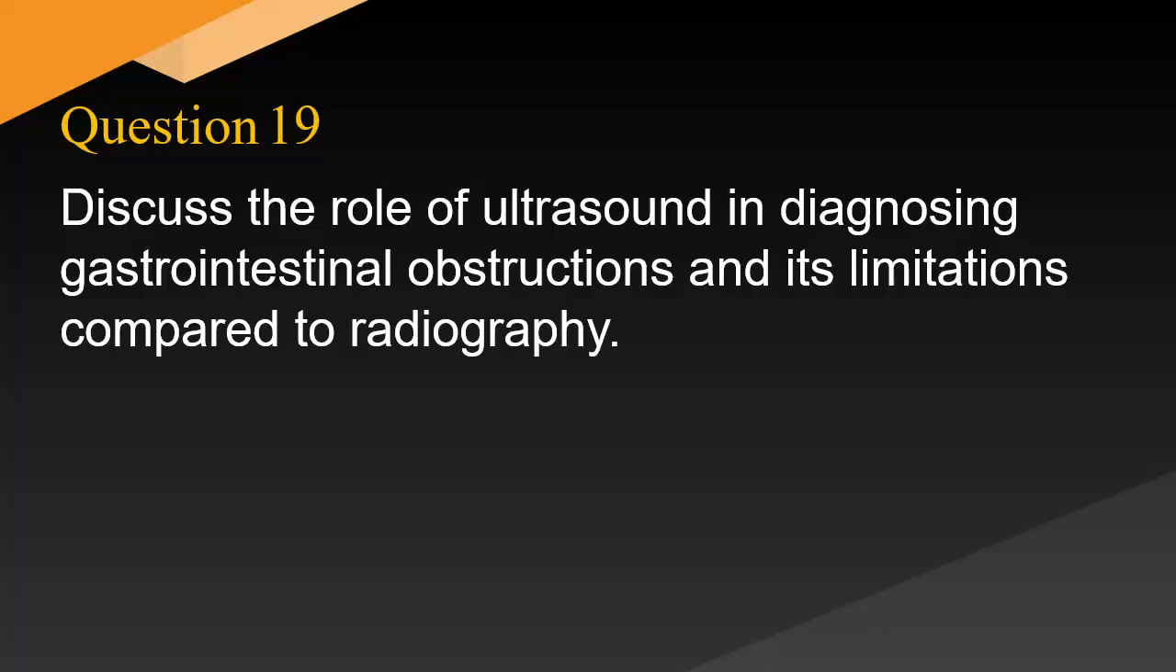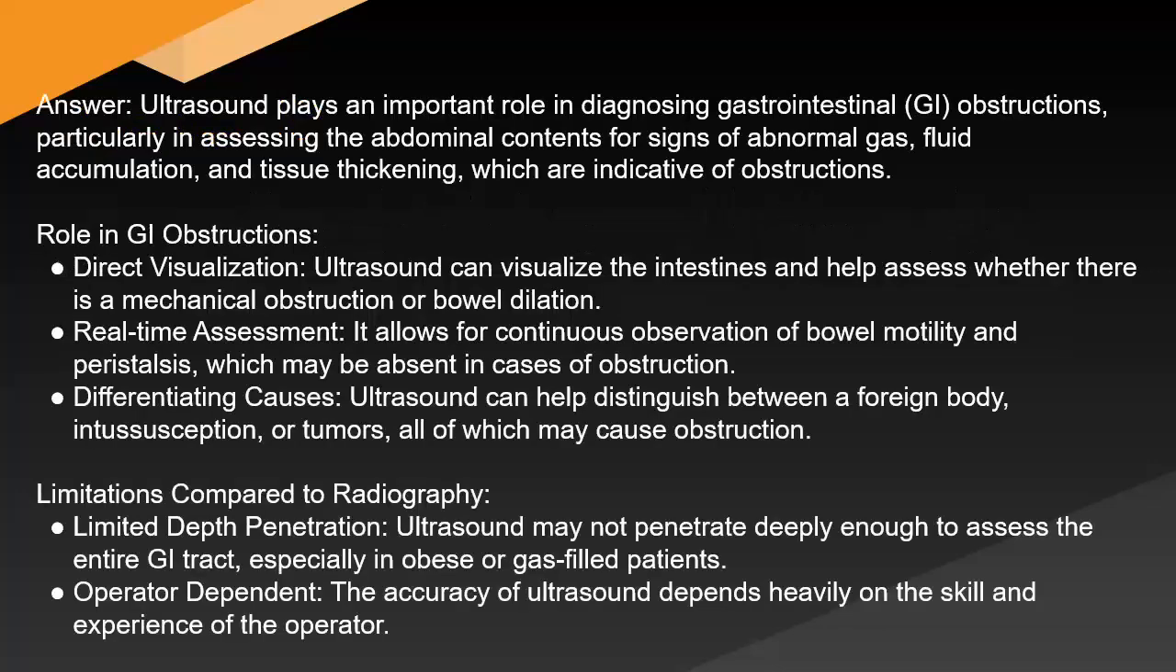Discuss the role of ultrasound in diagnosing gastrointestinal obstructions and its limitations compared to radiography. Answer: ultrasound plays an important role in diagnosing gastrointestinal obstructions, particularly in assessing the abdominal contents for signs of abnormal gas, fluid accumulation, and tissue thickening, which are indicative of obstructions. Role in GI obstructions: direct visualization. Ultrasound can visualize the intestines and help assess whether there is a mechanical obstruction or bowel dilation. Real-time assessment: it allows for continuous observation of bowel motility and peristalsis, which may be absent in cases of obstruction.